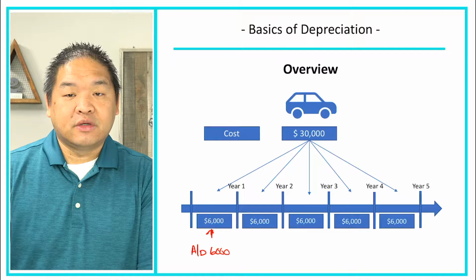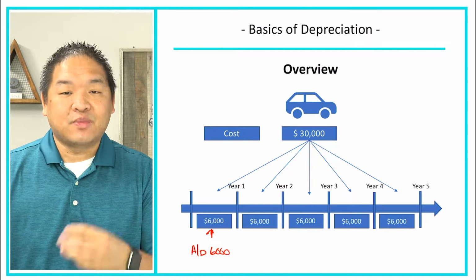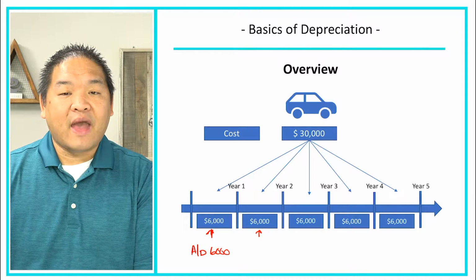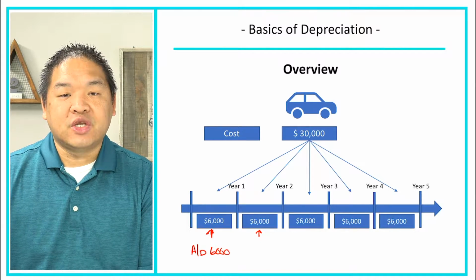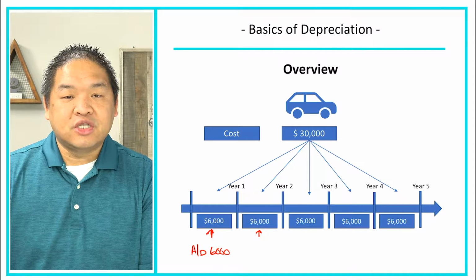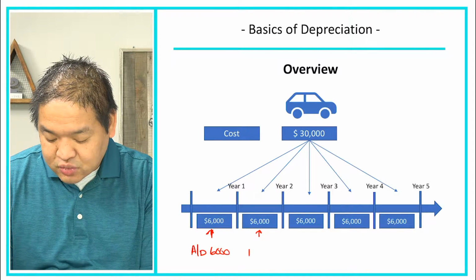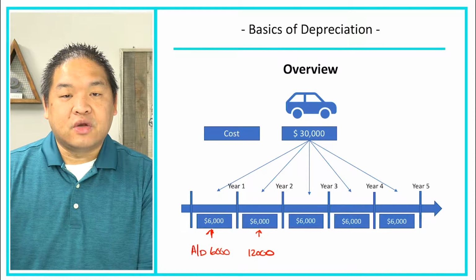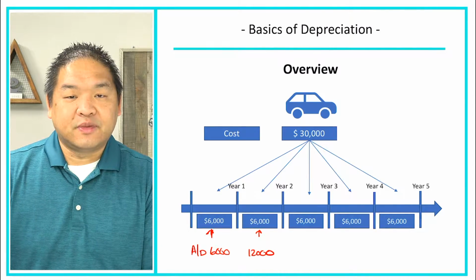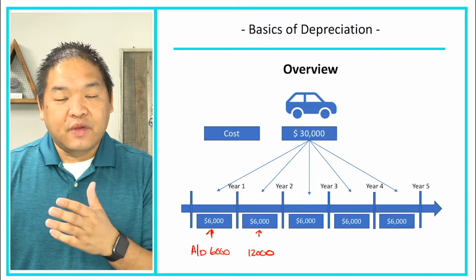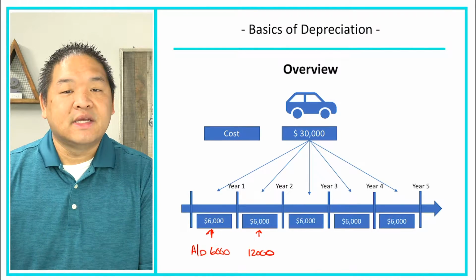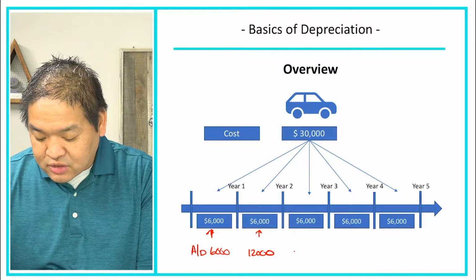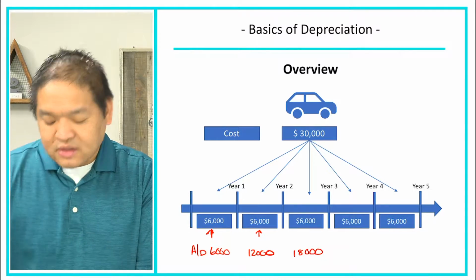Then we go on to year 2. In year 2, we would have a depreciation expense of $6,000. But now that we have 2 periods of depreciation, the accumulated depreciation goes from $6,000 to $12,000. And then we keep going further. So in the third year, we would have $6,000 of depreciation expense. And since we've depreciated now 3 periods at $6,000, accumulated depreciation in year 3 goes to $18,000.